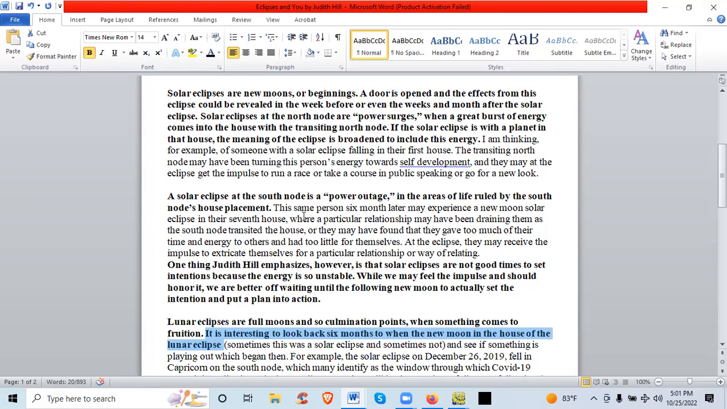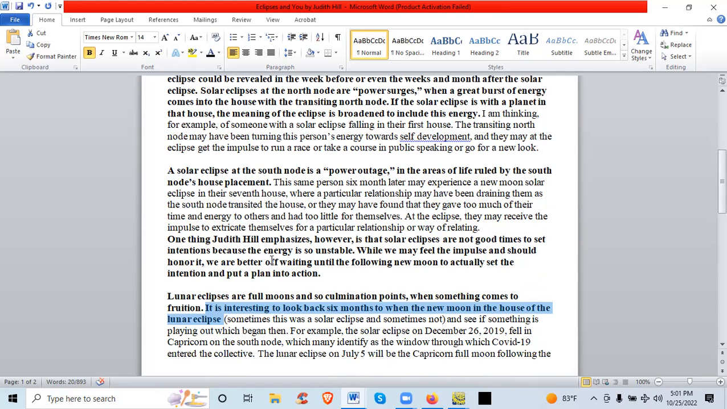A solar eclipse at the south node is a power outage. That's what we've got now in the area of life ruled by the south node's placement. You'll see, it's partial, but the moon right there near that south node makes it the south. We know it's a solar eclipse because it's the new moon, but it's at the south node, so we know it's a power outage. This is the time to let that stuff go.